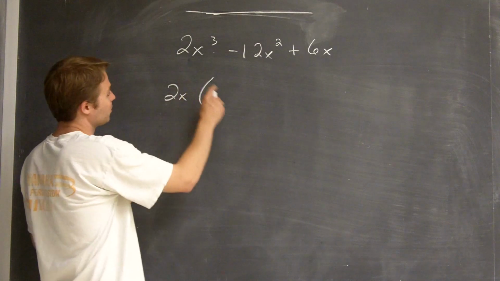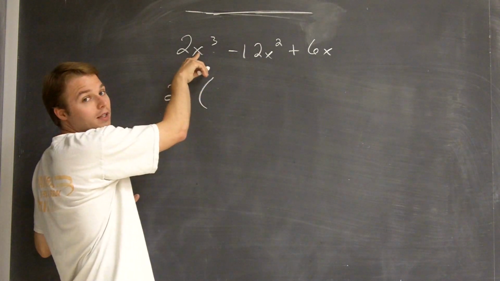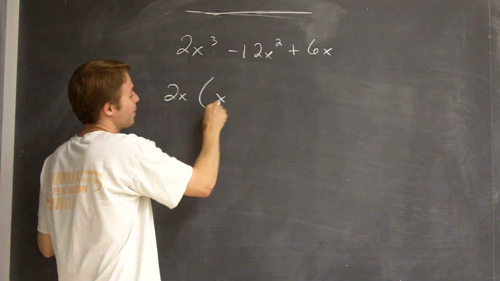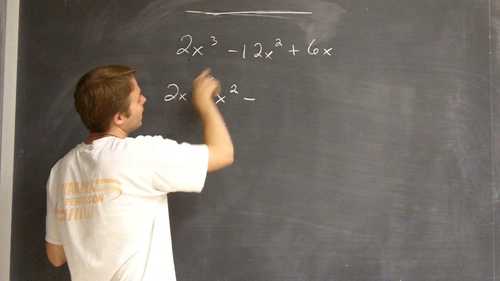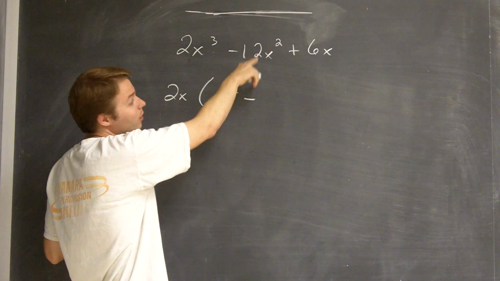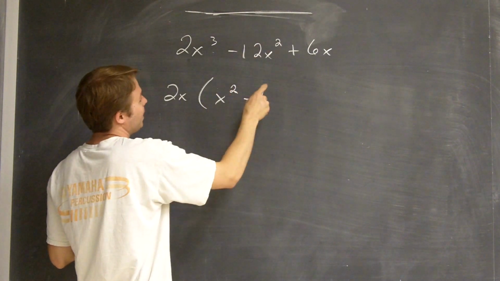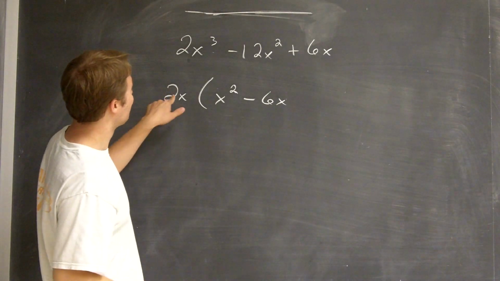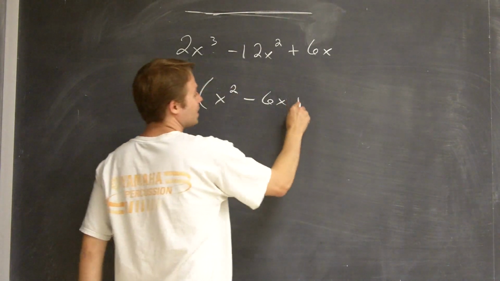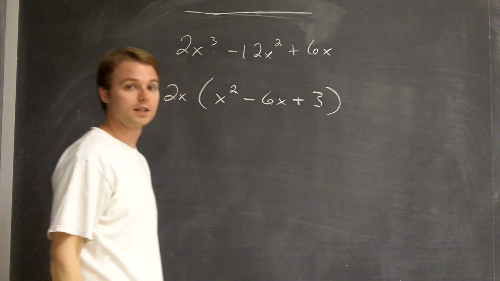So for example, the first one, if I want to multiply 2x times something to get back to 2x cubed, I better multiply it by x squared. If I want to multiply 2x times something to get to negative 12x squared, I should multiply it by a negative 6x, and then I should multiply 2x times a positive 3 to get back to 6x.